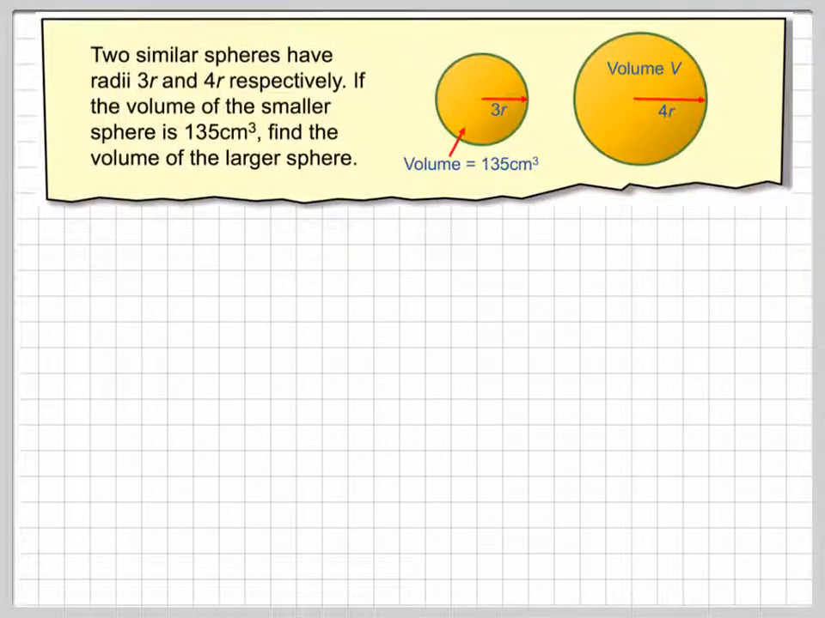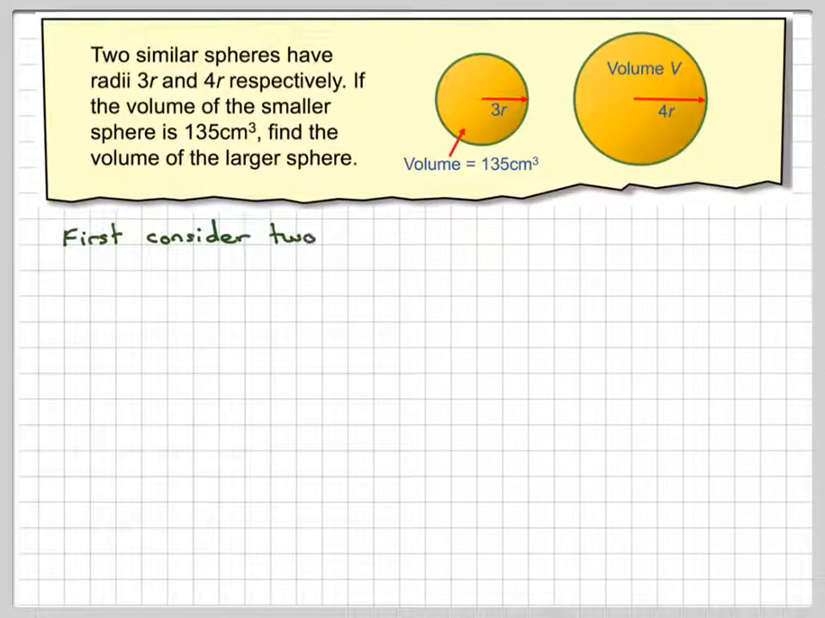Right, this idea of similarity can also help us define volumes if we have similar shapes. So we've got two similar spheres with radii, which is the plural of radius, 3r and 4r respectively. If the volume of the smaller sphere is 135 centimeters cubed, find the volume of the larger sphere.